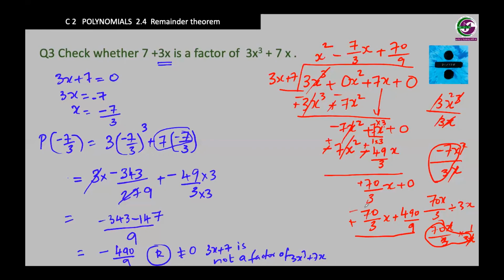Now we change the sign. This will be minus. This will also be minus. These two get cancelled. And with 0, negative 490 divided by 9 with 0 will be the same. So that will be the remainder. Again, it is the same. So we conclude that the remainder is not 0. So 3x plus 7 is not a factor of 3x cubed plus 7x.